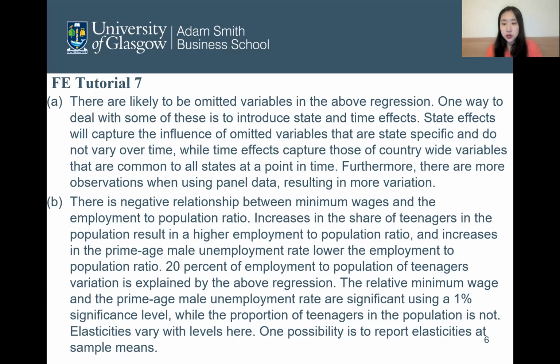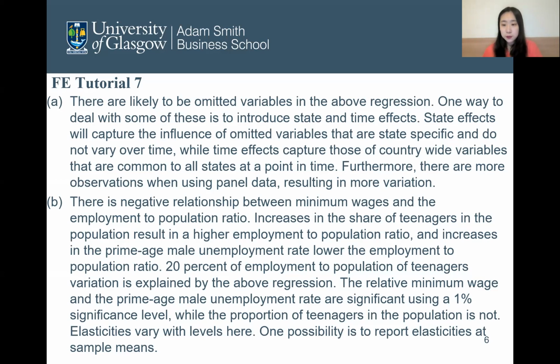An increase in the share of teenagers in the population results in a higher employment to population ratio, and an increase in the prime age male unemployment rate, do you remember URAM, that variable, the prime age male unemployment rate, lowers the employment to population ratio. So 20% of the variation in the employment to population ratio of teenagers is explained by the above regression.